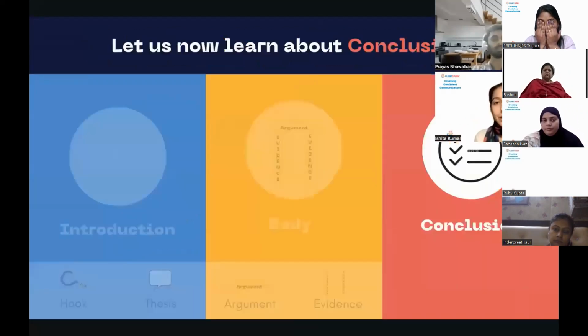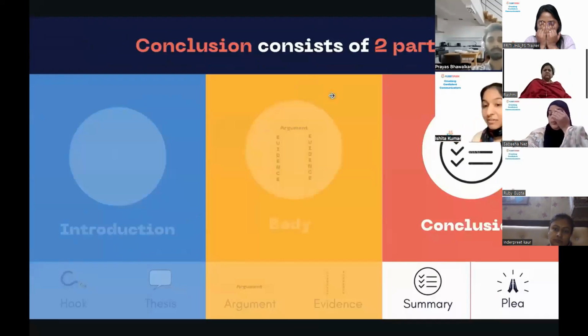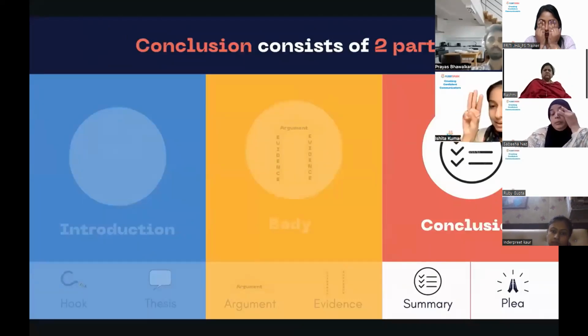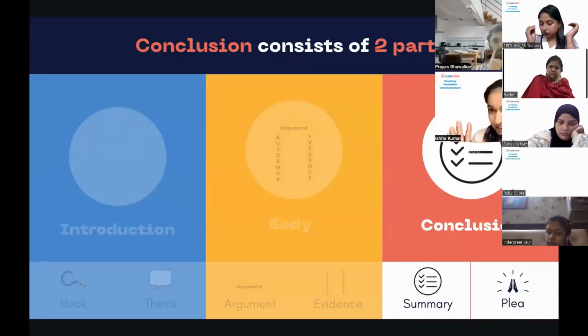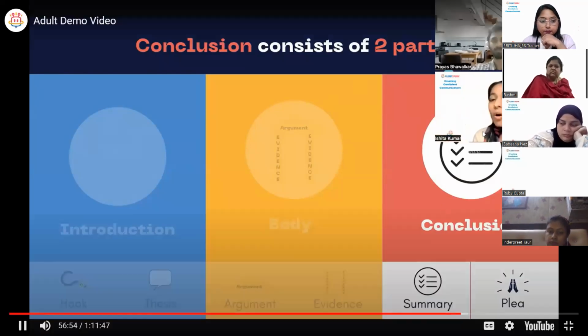Got it. Okay, now comes the last part, which is, what is the third part, Priyas? The conclusion. The conclusion, correct. And can you see the two parts of the conclusion also here? Summary and plea. Summary and plea, correct. Now let's play one last activity before we go to our final presentation, we'll be also watching our Madhavan speech again.